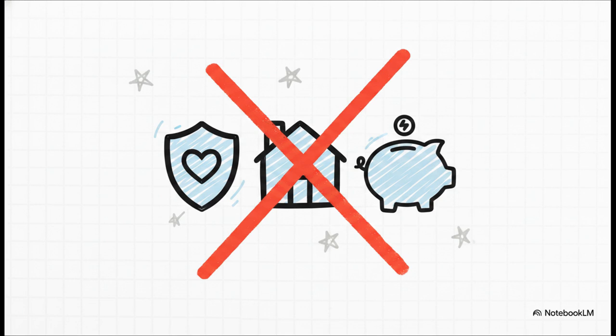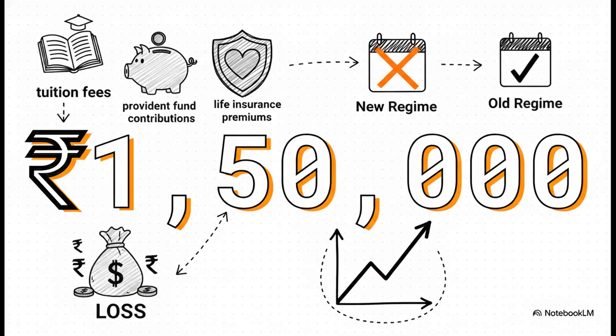So we really need to weigh exactly what you're giving up here to see if those wider tax slabs are actually worth it for you. And this number right here brilliantly illustrates the impact. 1,50,000 rupees. That is the hard limit on the combined Section 80C deductions you completely lose out on if you abandon the old regime.